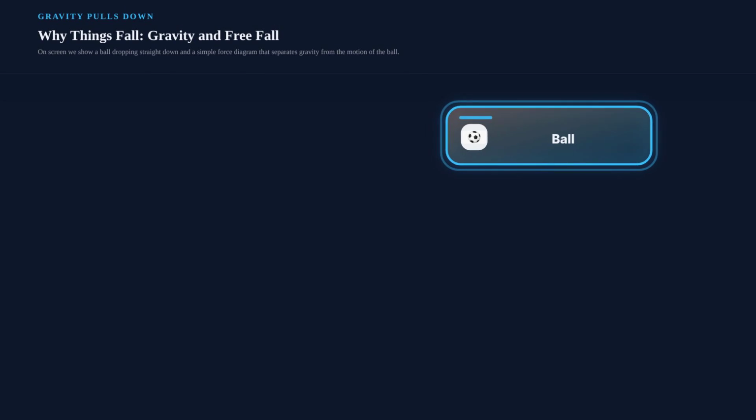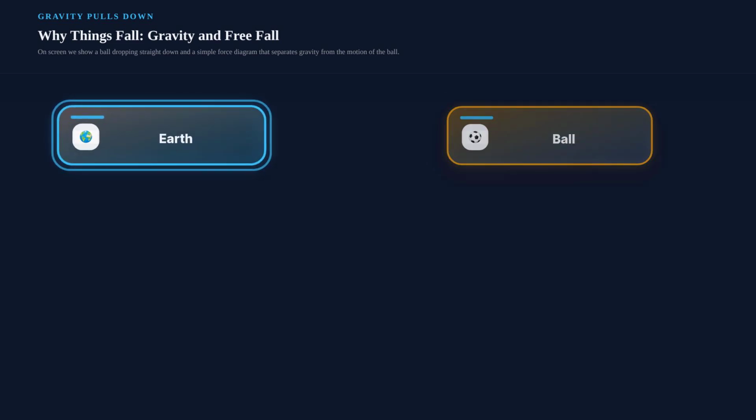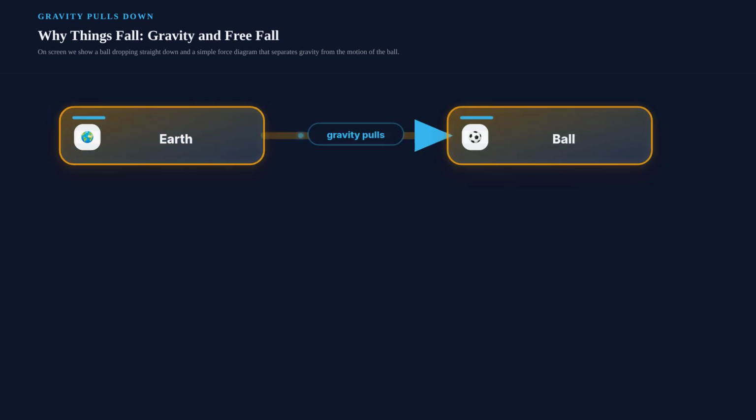Let's zoom in on the falling ball. Here is the ball. We'll watch what happens to it as it falls straight down. Now we add Earth below it, because gravity comes from Earth pulling on the ball. Gravity pulls the ball toward Earth. That pull is a non-contact force, so nothing has to be touching the ball. The ball's motion is downward, but the force is the reason it speeds up as it falls.